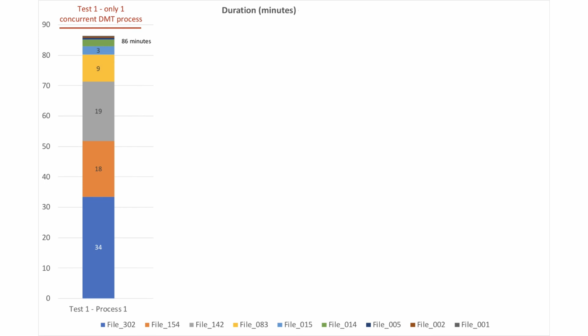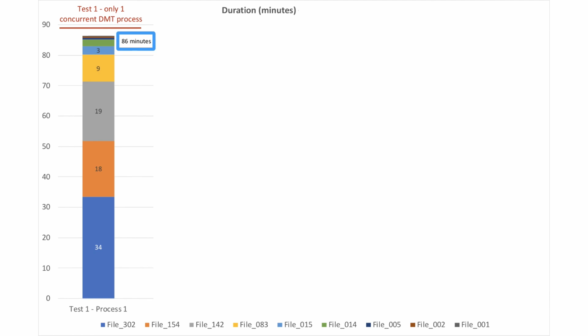Now let's take a look at how we can deploy solutions that consist of multiple FileMaker files. Here's an example of a solution that has 9 files of varying sizes. The largest file took 34 minutes to migrate. The next largest one took 18 minutes, then 19 minutes, and so on. We can see that the overall duration for how long it took to run the tool was 86 minutes.